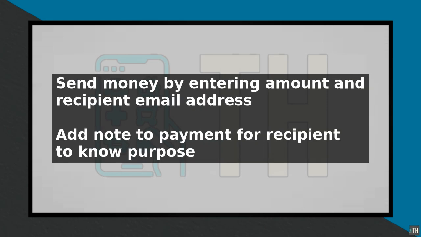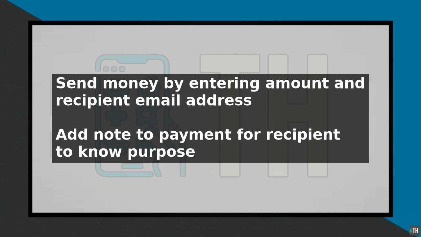To send money using Cash App, simply enter the amount you want to send in the email address or phone number of the recipient. You can also add a note to the payment to let the recipient know what the payment is for. The recipient will receive the funds instantly and can then transfer them to their bank account.